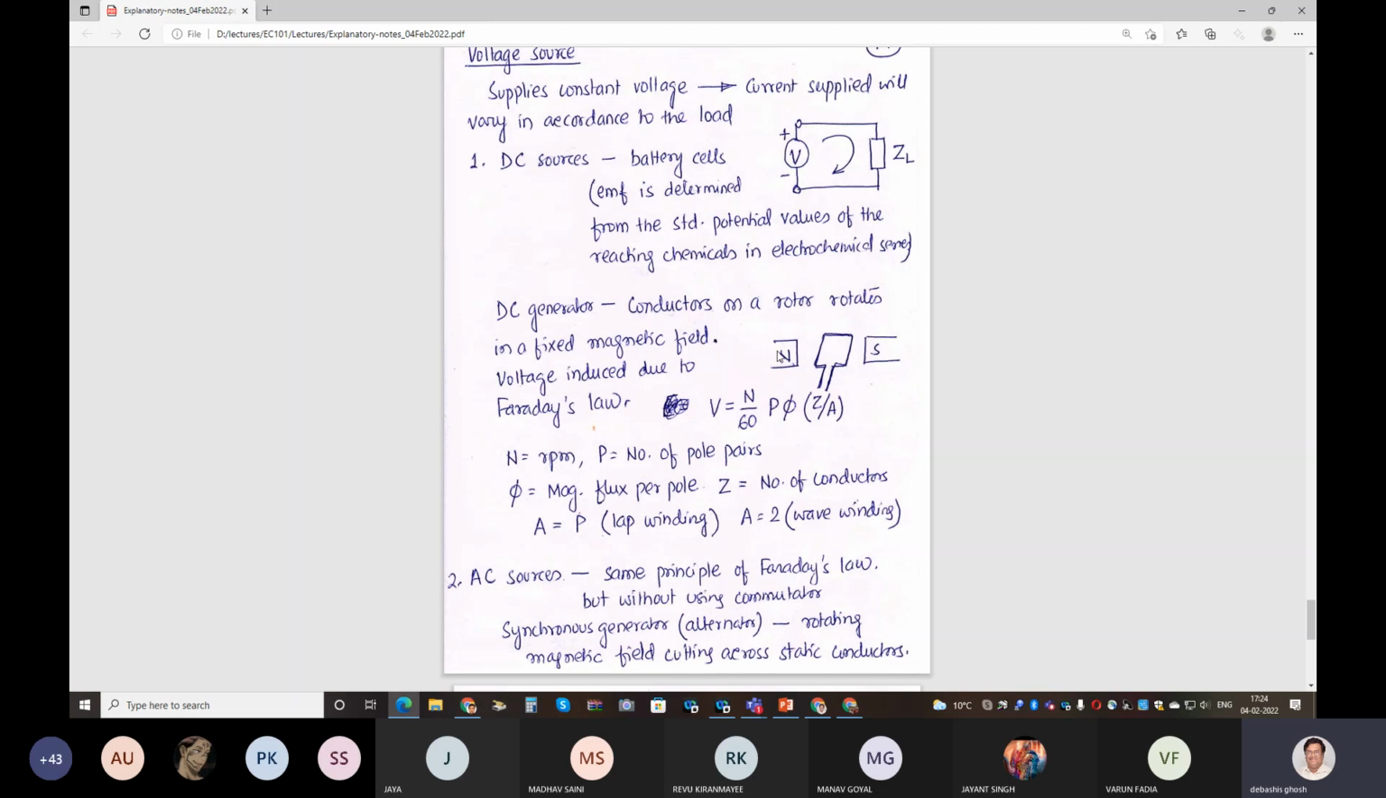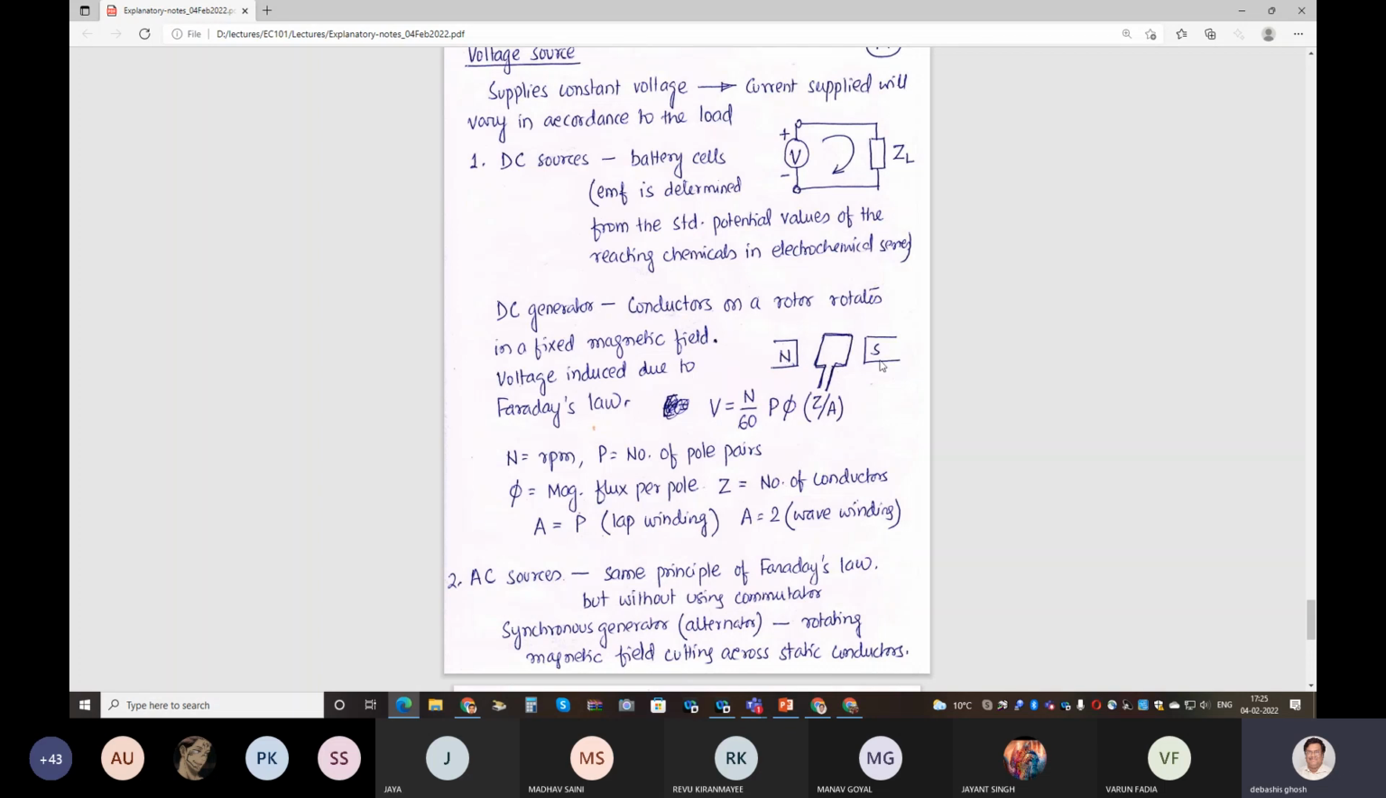Okay. You have some north-south two poles, so there will be a magnetic flux between these two poles, and there will be a conductor like this, which will be rotating. And whenever this conductor rotates, it cuts the magnetic flux. Okay, it cuts the magnetic flux.